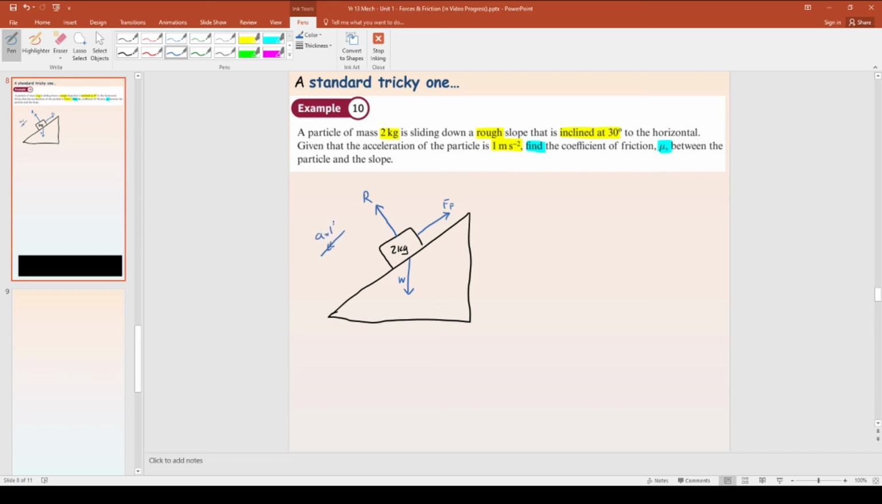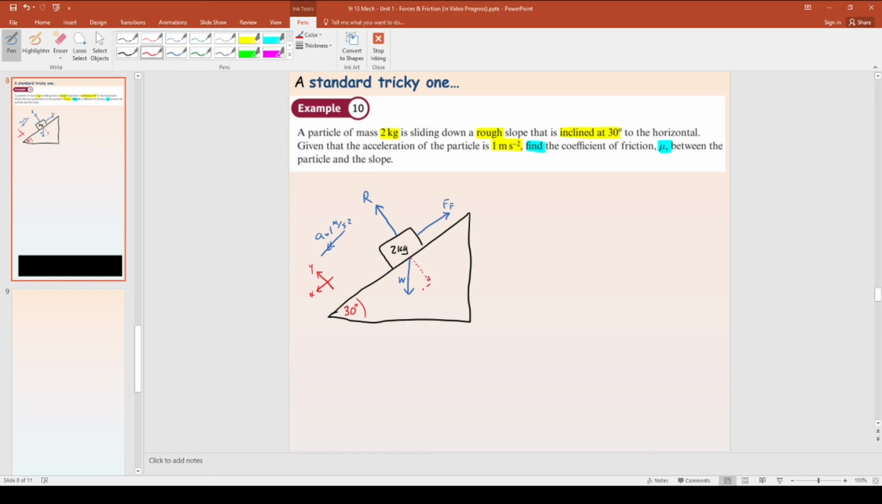Cool? Cool. Right, my buddies. Oh, and we're also given that this is 30 degrees. It's a hilly one, my buddies. Because it's a hilly one, we're going to introduce a new coordinate system so that we match up with the acceleration. I'm going to introduce x, y coordinates. X can be down the slope, y can be up and off the slope. Which means R is in the y direction, Ff is in the x direction, W is vertical, which isn't x or y, so this one needs to split up.